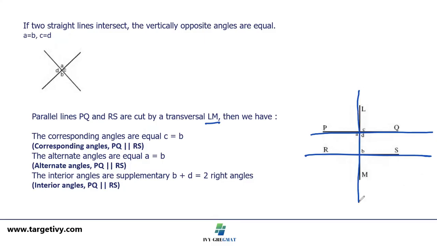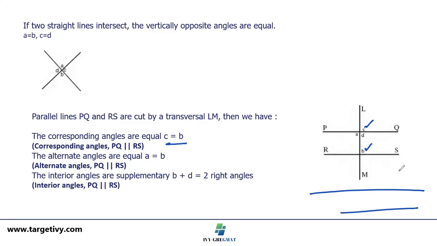Then the corresponding angles are equal. What are corresponding angles? C and B are the corresponding angles. So it may be a figure like this also, where C is here and B is here. So C is equal to B. Similarly, the alternate angles. What are alternate angles? A and B. So if this angle is A and this is B, then A is equal to B.